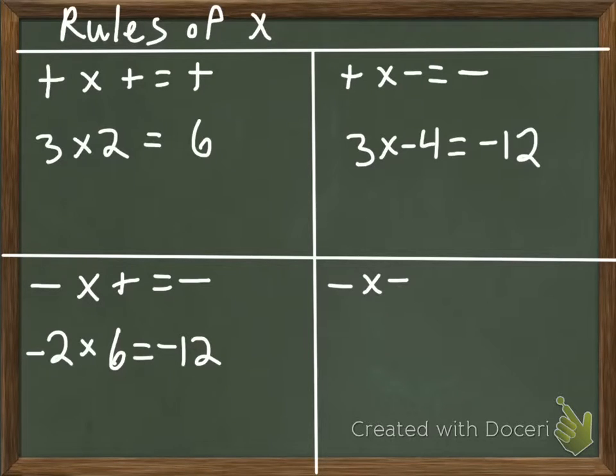And last, we have a negative number times a negative number. So let's take negative 3 times negative 7. If you plug that in the calculator, you get 21. So that means that two negatives equal a positive. So whenever you're doing your multiplication, you need to know that two positives are positive, a positive times a negative is a negative, a negative times a positive is negative, and two negatives equal a positive.